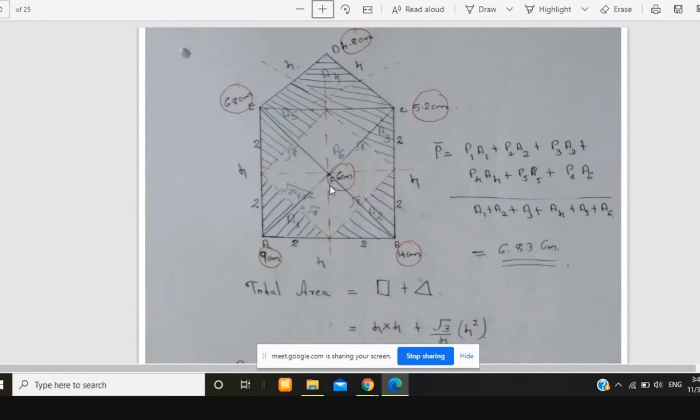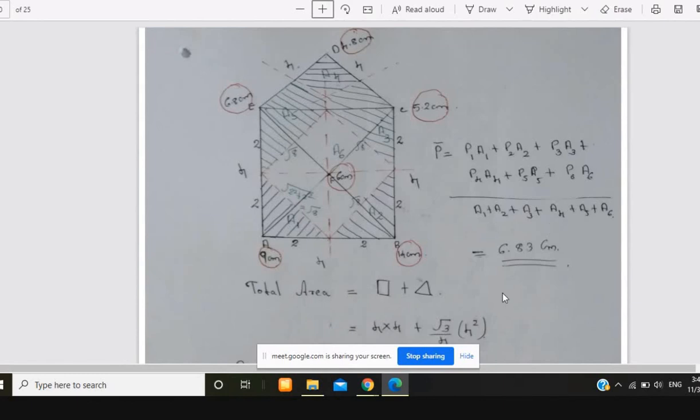So the total area for this pentagon is now obtained by us. For each station, the precipitation value is given to you. That is for A it is 9 centimeter, for B 14 centimeter, for C 5.2 centimeter, for D it is 4.8, for E it is 6.8, and for F it is 6 centimeter. Now you have to substitute all these values in this equation, that is P1A1 plus P2A2 plus P3A3 plus P4A4 plus P5A5 plus P6A6 divided by the total area.